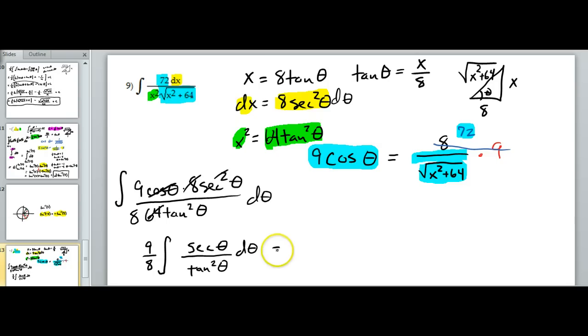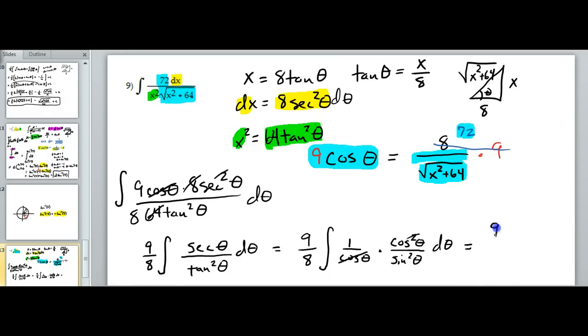Alright, so hold on to that 9/8 on the outside for now. Secant theta is 1 over the cosine. Tangent theta is sine theta over cosine theta, so tangent squared is sine squared theta over cosine squared theta. So when I divide, I flip and multiply, and I get a cosine squared theta over a sine squared theta, d theta. And once again, I'm going to get that cosine to cancel. I've got a 9/8 integral. Up top I just have a cosine. On the bottom I have a sine squared.